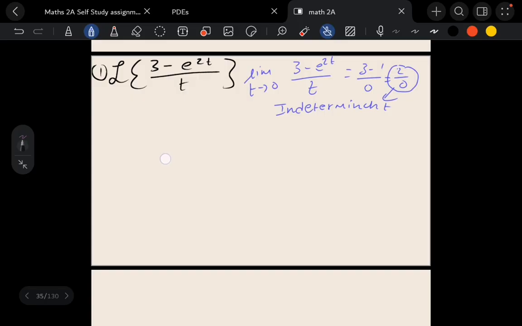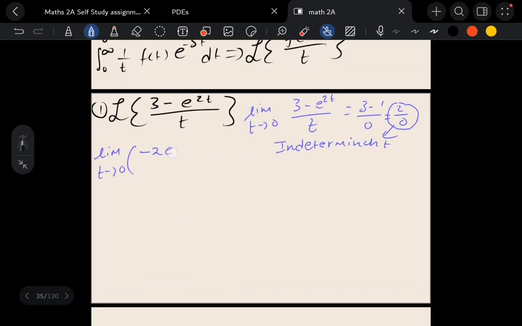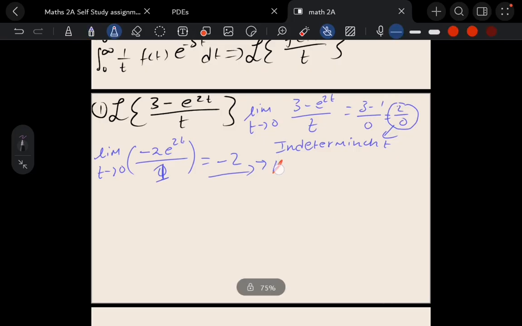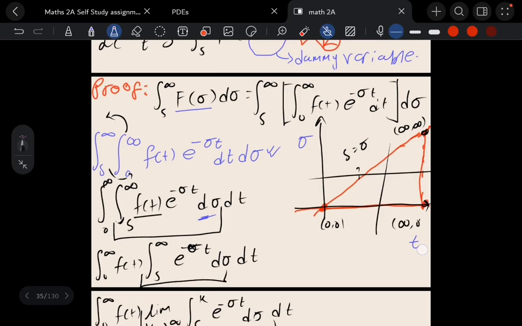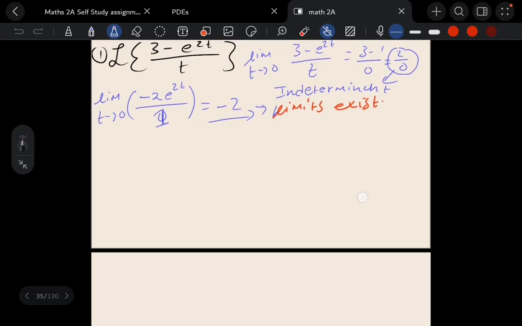So what we are going to do now, we are going to say the limit as t approaches 0 of, derive the numerator, it's going to be negative 2e to the power 2t. Derive the denominator, it's 1, sorry. And now you need to substitute your 0. When you substitute your 0, I'm going to get negative 2. What does it mean? It means that the limit exists. Because now the limit exists, and because the theorem says so, we need to proceed.